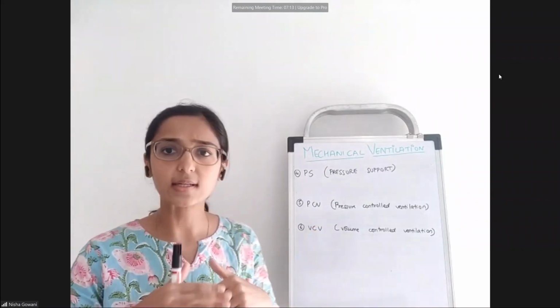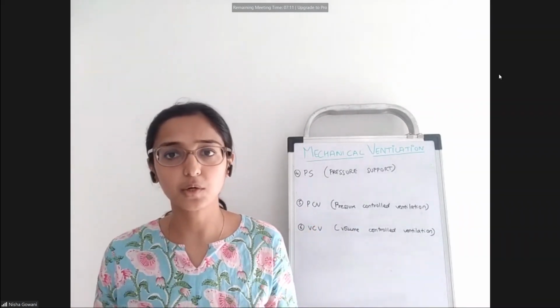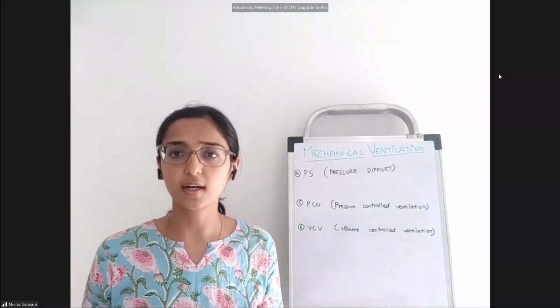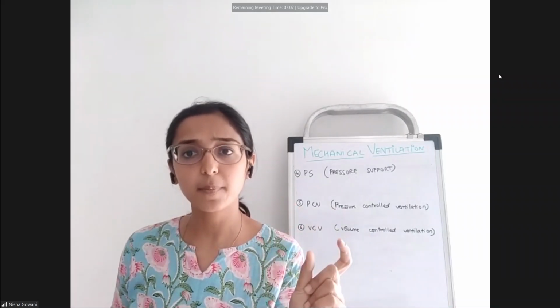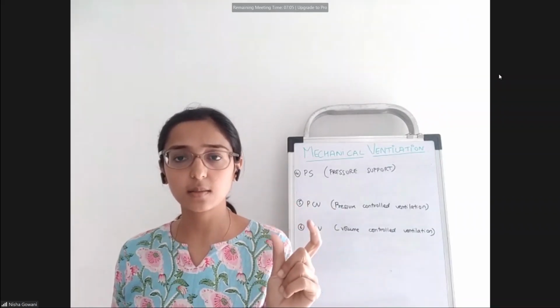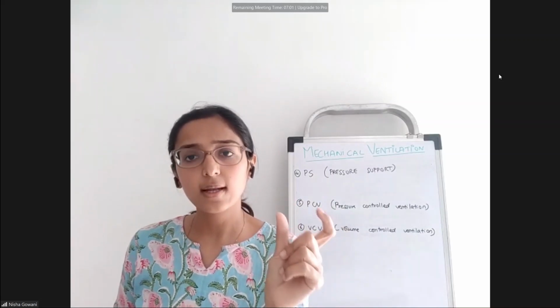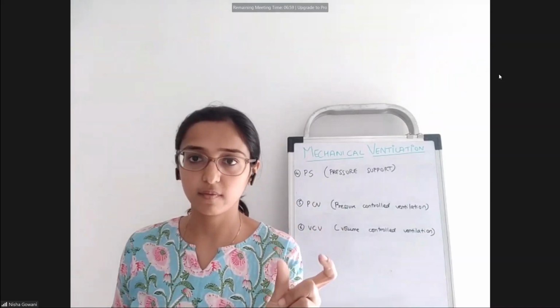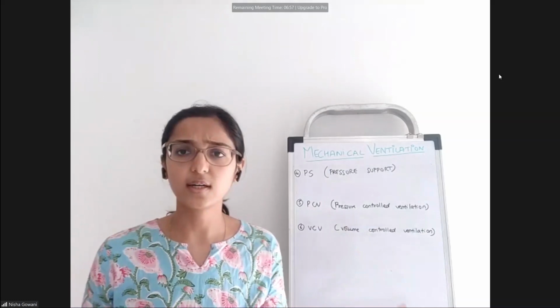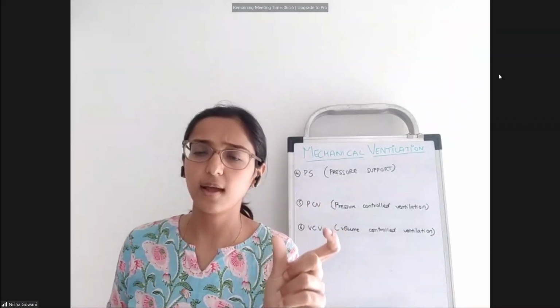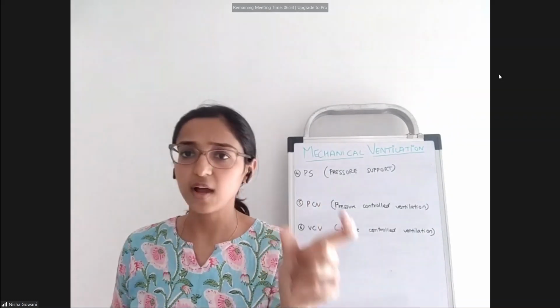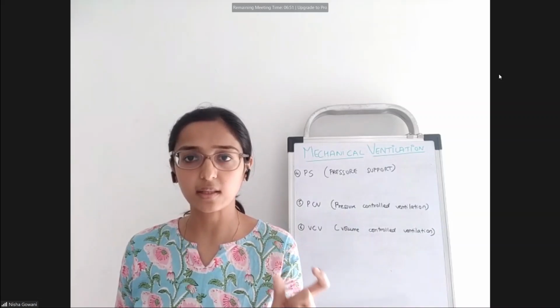Then we should just quickly understand what is pressure controlled ventilation and volume controlled ventilation. Pressure controlled ventilation is wherein you put the set pressure, that okay, inspiration has to be given, and this is the pressure limit up to which the inspiration has to be provided. All right. Volume control ventilation, yes, the volume is controlled. Okay, set 500 ml. So 500 ml tidal volume has to be delivered by the ventilator.